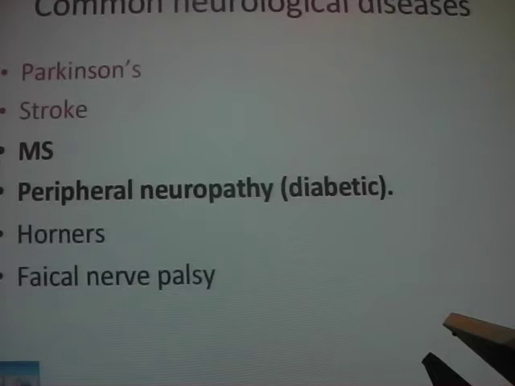Things like Horner's and facial nerve palsy, definitely be aware of them and have a bit of knowledge for things like the slideshow and maybe the odd EMQ and MCQ, but it's really, really unlikely you'd have anything like that in the OSCE.